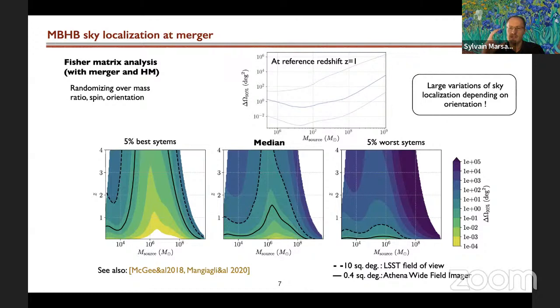You can see there is a large variation due to this randomization over everything, up to four orders of magnitude of variation. So we cannot tell you at this mass and redshift that the result is going to be this. There is going to be this huge variation. Now, if you scale this to other redshifts, you get the following contour plot for the sky localization of LISA in terms of square degrees. Here, the middle plot is the median. The dashed and the full lines that give you a scale correspond to the 10 square degrees and 0.4 square degrees fields of view of LSST and the Athena wide field imager. And you can see on the left and the right, the 5% best and 5% worst systems are quite extreme with respect to the reference result.